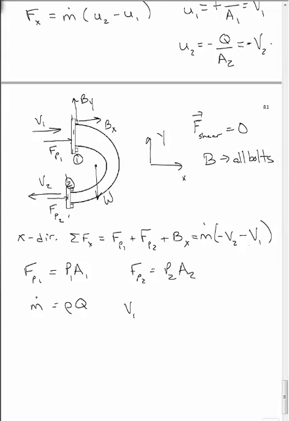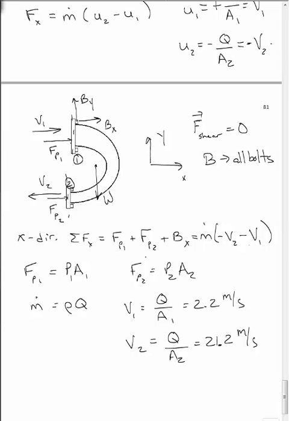Our V1 is going to be q over A1. That comes out to be 2.2 meters per second, if you want to check. Our V2 is q over A2. Comes out to be 21.2 meters per second. All right, again, higher velocity because we have a smaller area at 2. Also why we have a smaller pressure at 2.